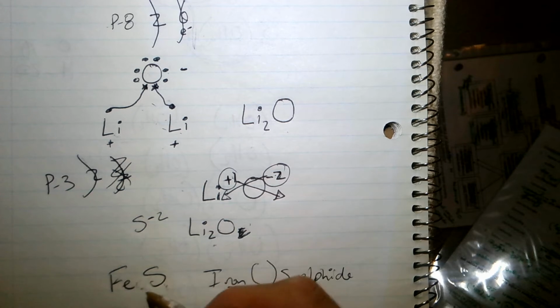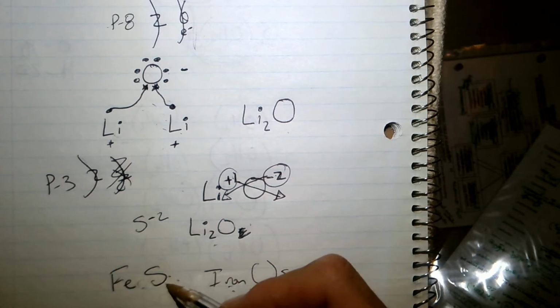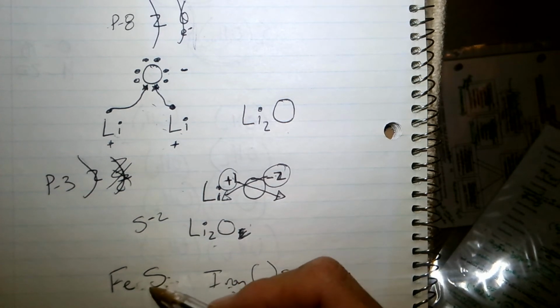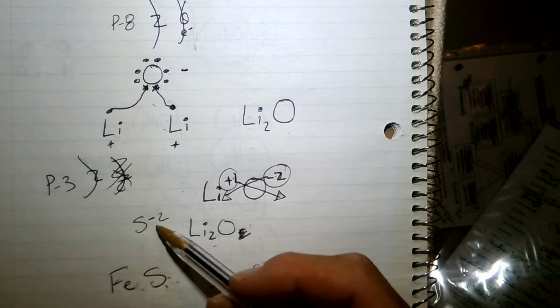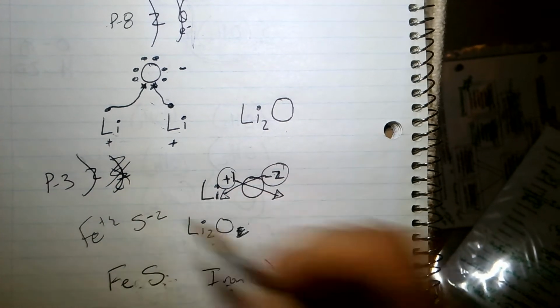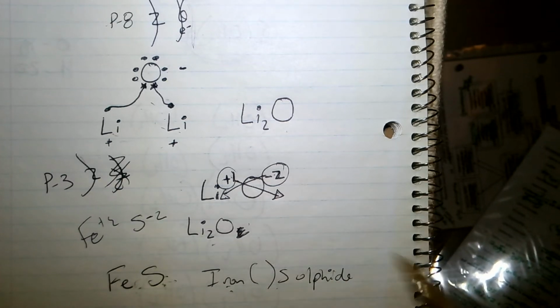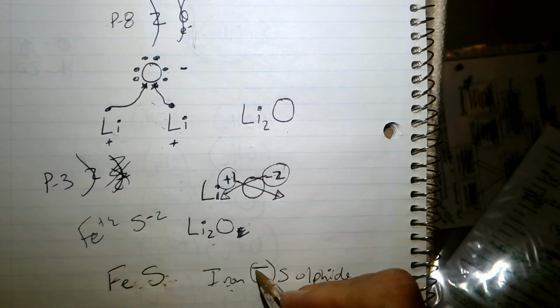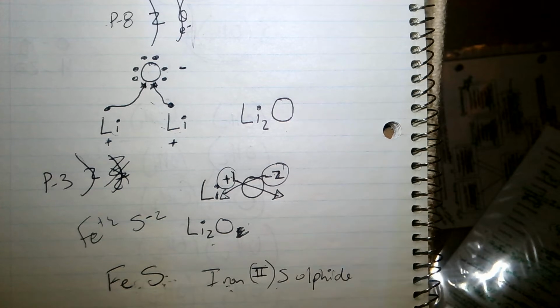All right? So because they're both canceled out, and we know that they'll only be canceled out if they're the same, then that means that the iron would have been the +2. So when you're writing out the name for iron, you'd have to do the Roman numeral 2.